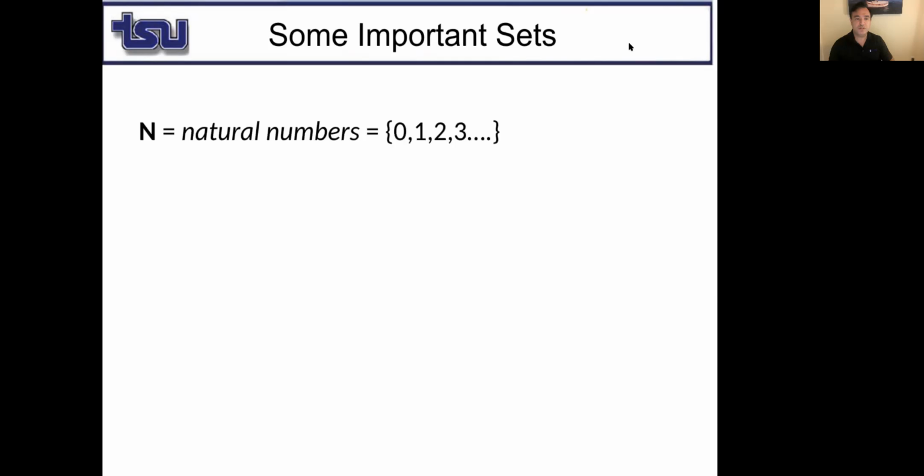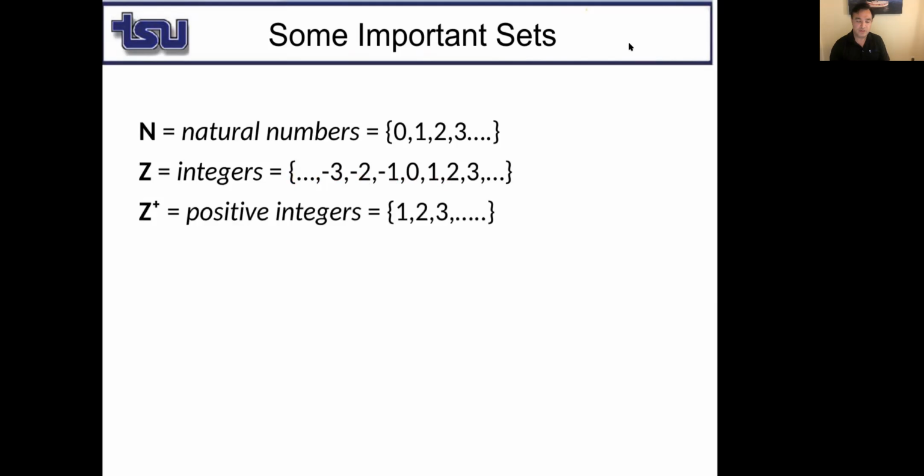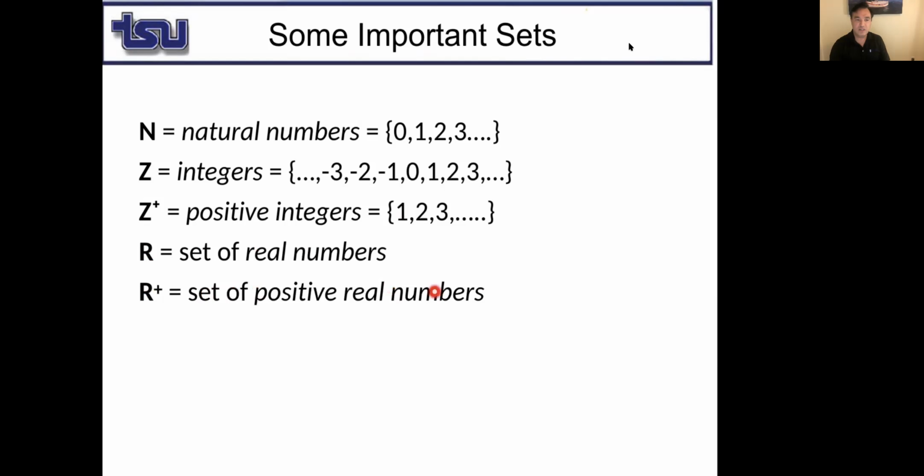Okay, some important sets, you need to get familiar with those. Natural numbers, these are integers that start from 0. These are positive integer numbers that also include 0. And Z, which is the integers, the set of all integers from negative infinity to positive infinity. Positive integers start with 1, 2, and then go all the way to infinity. And R is the set of real numbers. R plus is the set of positive real numbers.